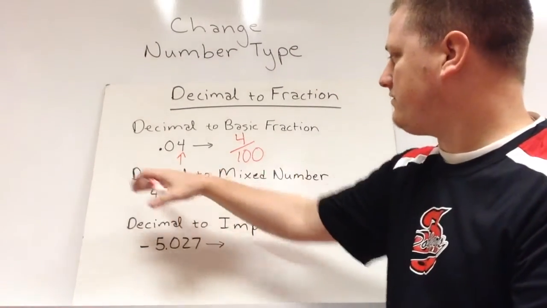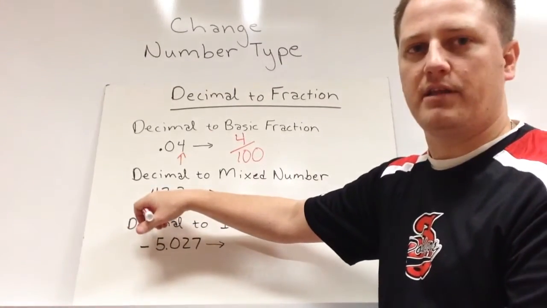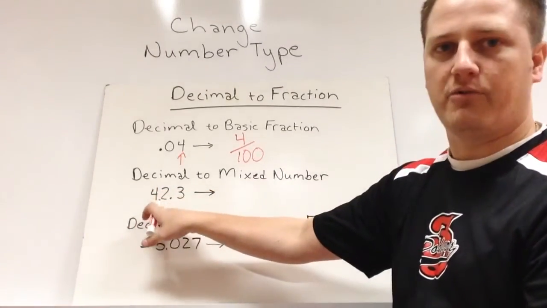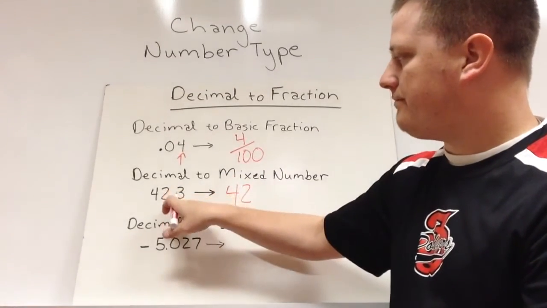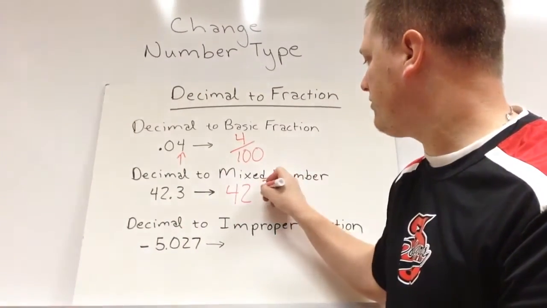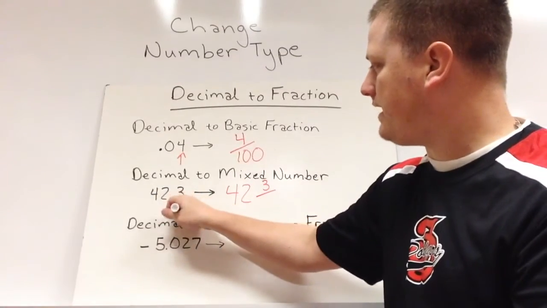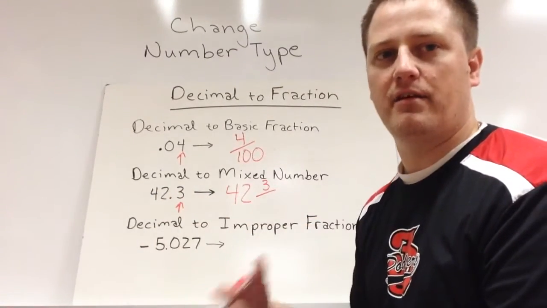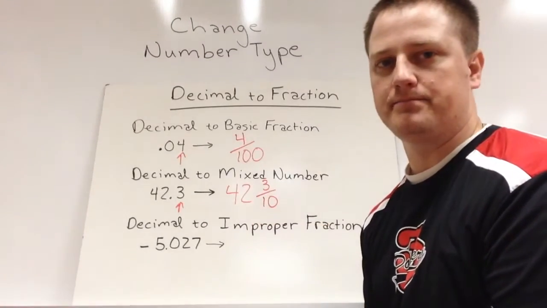Here we want to take a decimal to a mixed number. So if we want a mixed number, we start with our number in front of the decimal point, in this case being 42, and then we put our number after the decimal point as our numerator or top number, 3. And then our place value is our bottom number. So this right here is in the tenths place, meaning we need a 10 for a bottom number.